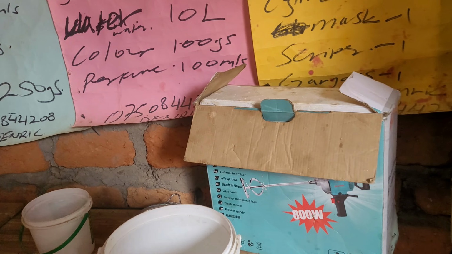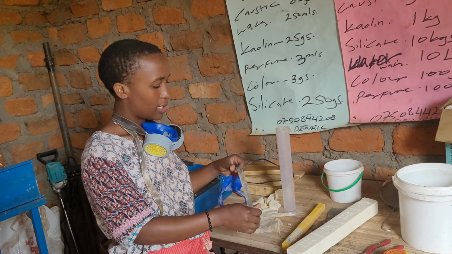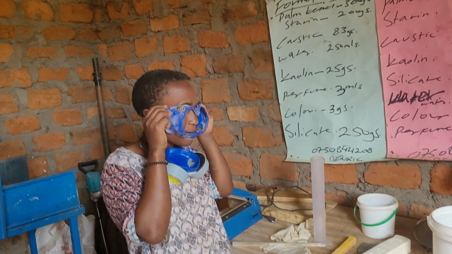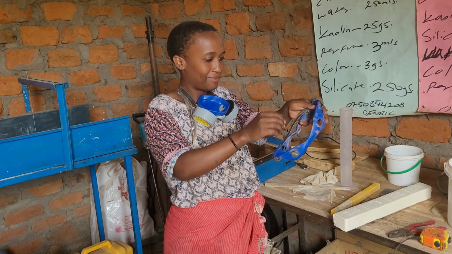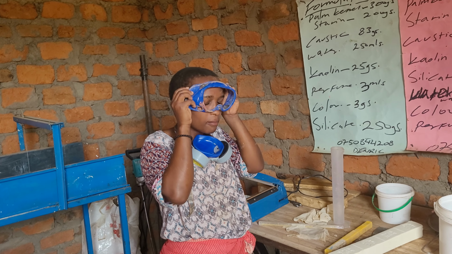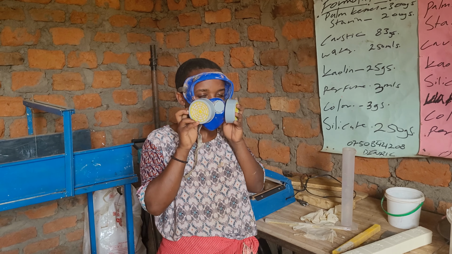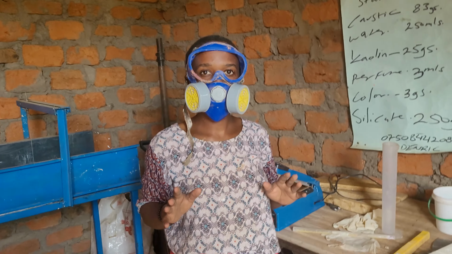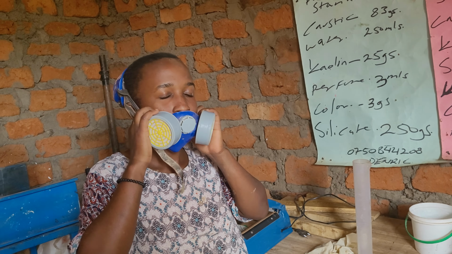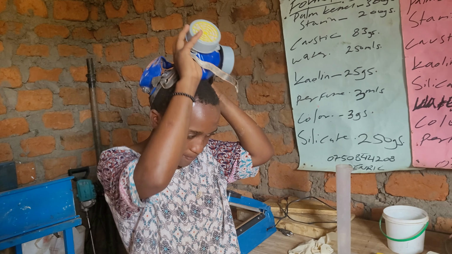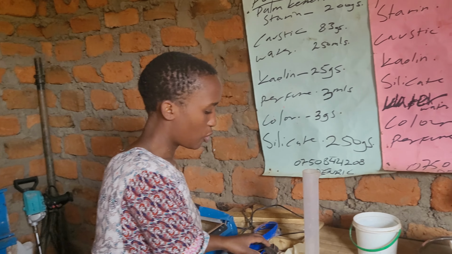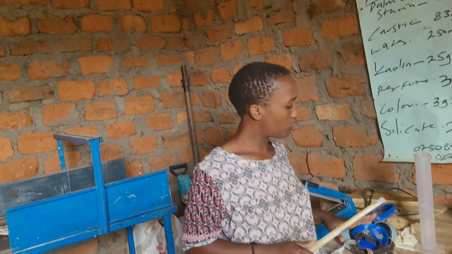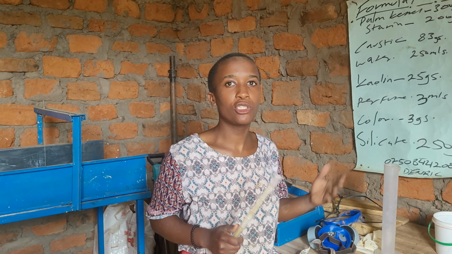Then this one is used to protect our eyes. So you wear it like this together with the mask, to make sure that all the face and the mouth are safe. During the process of making soap, you need to wear gloves, because you may not know what you are catching on.